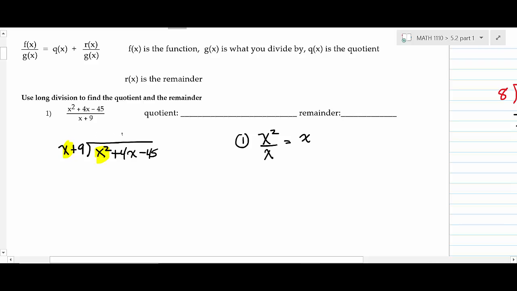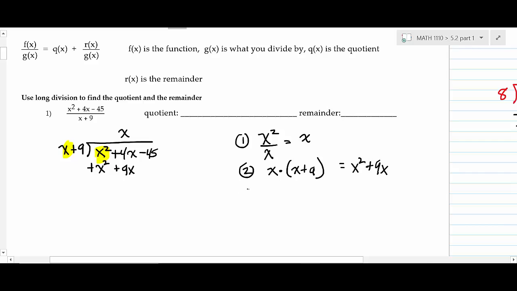It doesn't matter where you put it. I'm going to put it there. It doesn't make any difference. So that's step 1. Step 2, you want to go x times x plus 9. Okay, like that. So you're multiplying. That's the multiplication step. Do that in your head. That is x to the second plus 9x, and then record it here. So that's plus x to the second plus 9x, like that.